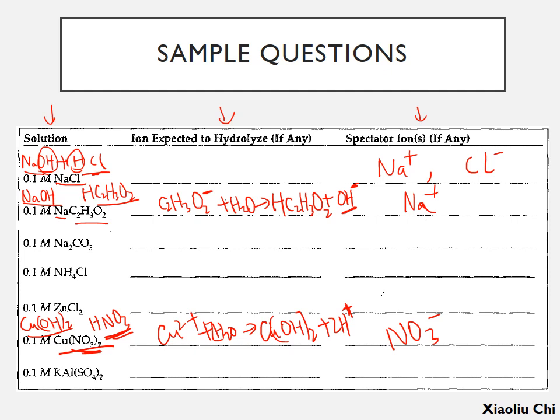Okay, so for all of these salts, you look at the cation. These cations all come from a base, and the anions come from an acid. All right, so you look at the acid and base and see if they are strong or weak. If they are strong, these ions will be spectator ions. If they are weak, they will hydrolyze back to the weak acid or weak base.